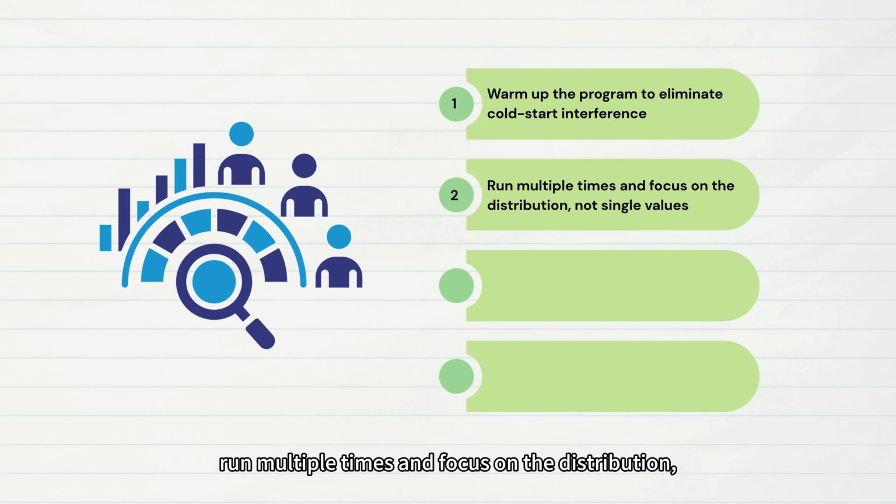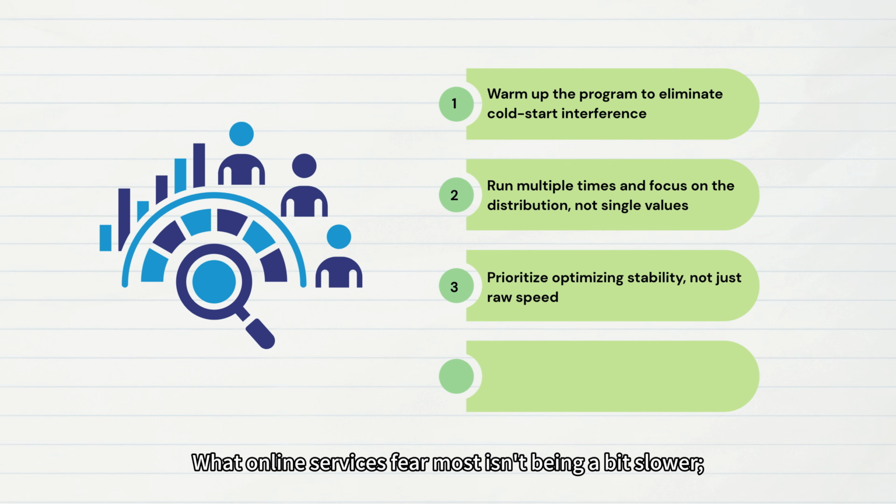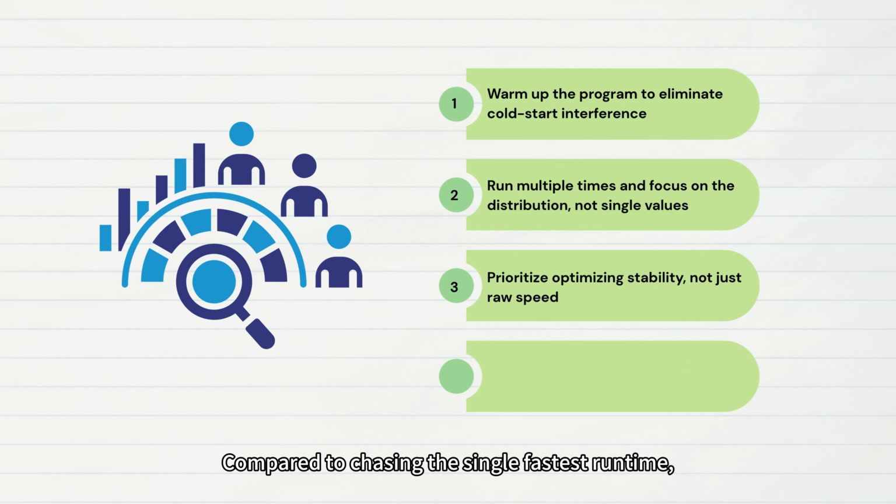Second, run multiple times and focus on the distribution, not single values. Run it dozens or even hundreds of times and discard extreme outliers. Don't just look at the average, pay close attention to the range of fluctuation, the variance, and the 95th or 99th percentile values. These are what users actually experience. Third, prioritize optimizing stability, not just raw speed. What online services fear most isn't being a bit slower, it's random stuttering compared to chasing the single fastest runtime. Smaller fluctuations and more stable performance are far more important for user experience.